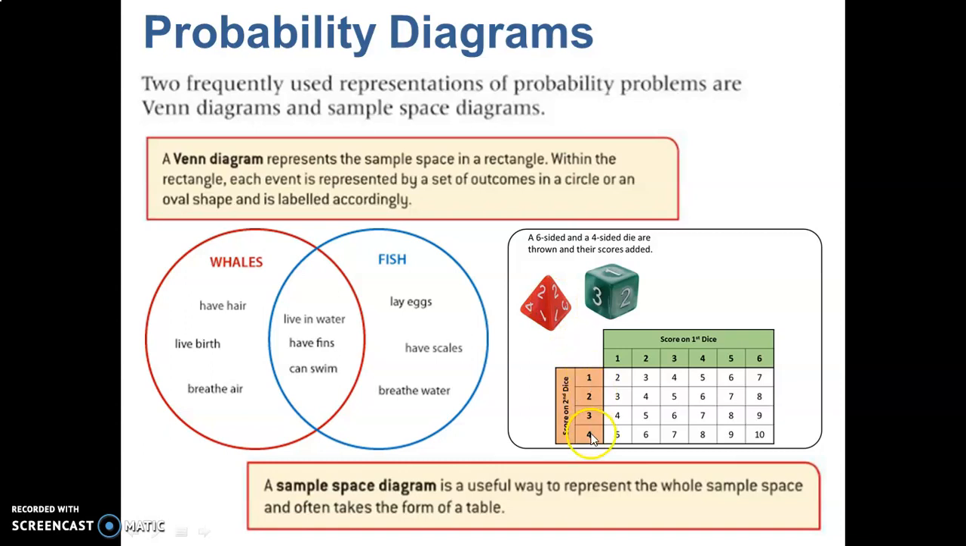So here is your 4-sided die, here is your 6-sided die, and the results, for example, if you rolled a 1 and a 1, you have a 2 as the sum, or a 2 and a 3 will give a sum of 5. So this sample space diagram gives all the possible sums for rolling those two dice.